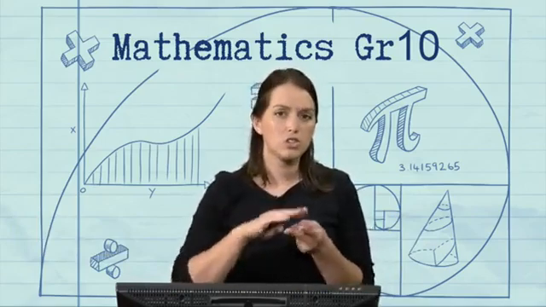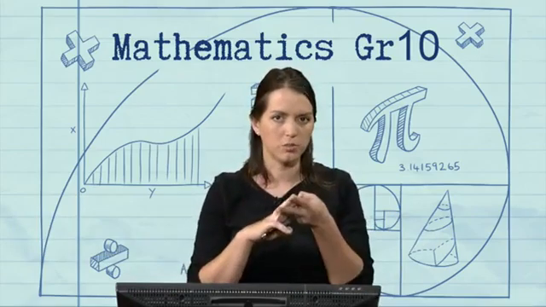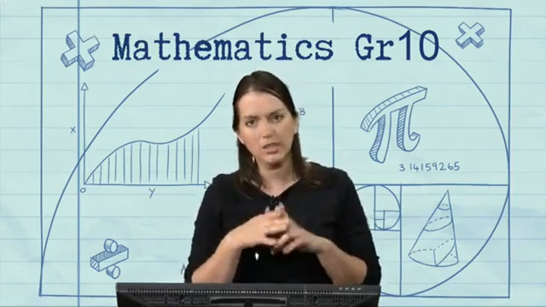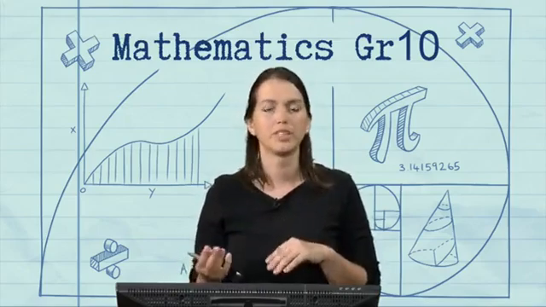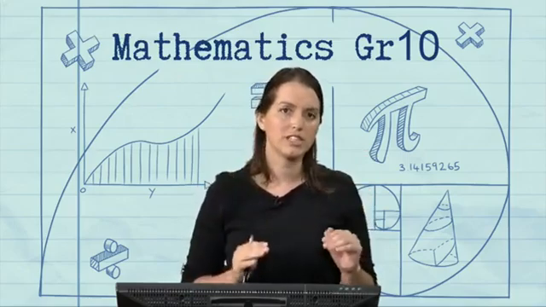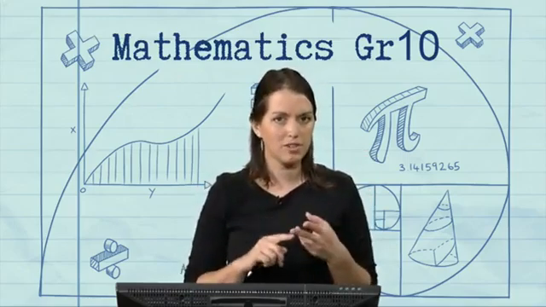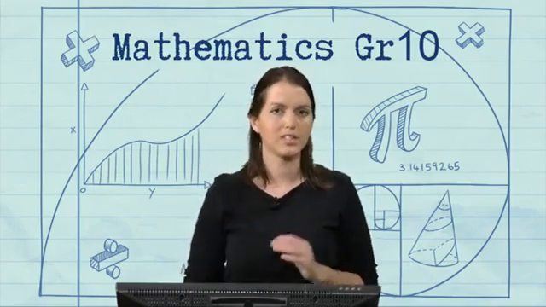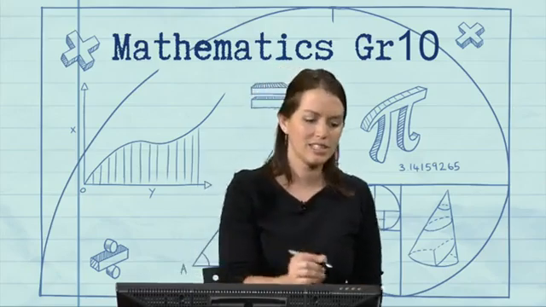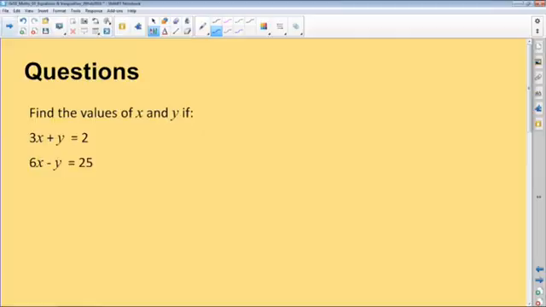You'll notice that there are 2 variables that we need to solve for. That means we need 2 equations to solve for them. Now, in each of those equations, the x will have the same value in both, and the y will have the same value in both. Let's take a look. The question says, find the values of x and y if 3x plus y equals 2, and 6x minus y equals 25.